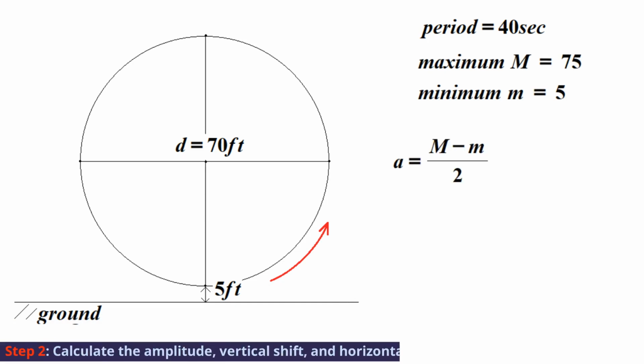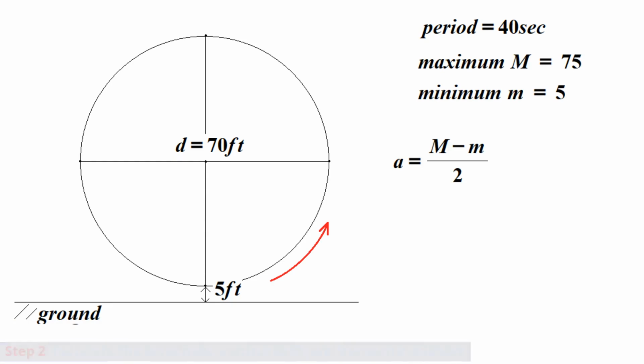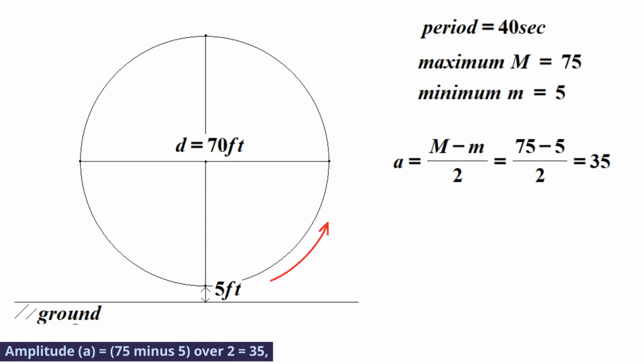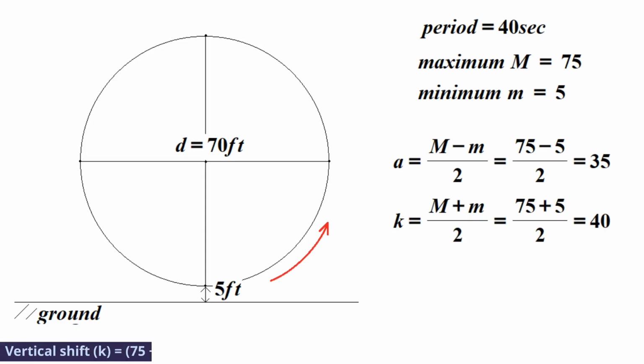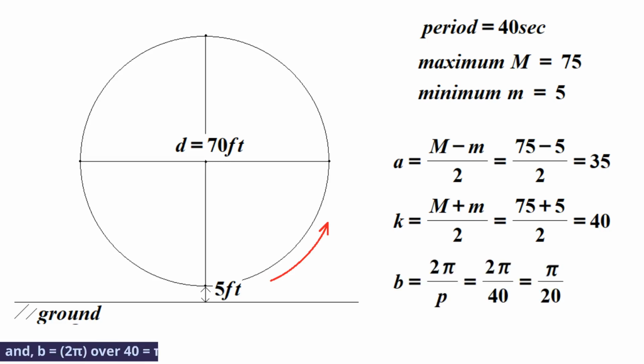Step 2. Calculate the amplitude, vertical shift, and horizontal dilation. Amplitude, a, equals (75 minus 5) over 2 equals 35. Vertical shift, k, equals (75 plus 5) over 2 equals 40. And b equals 2 pi over 40 equals pi over 20.